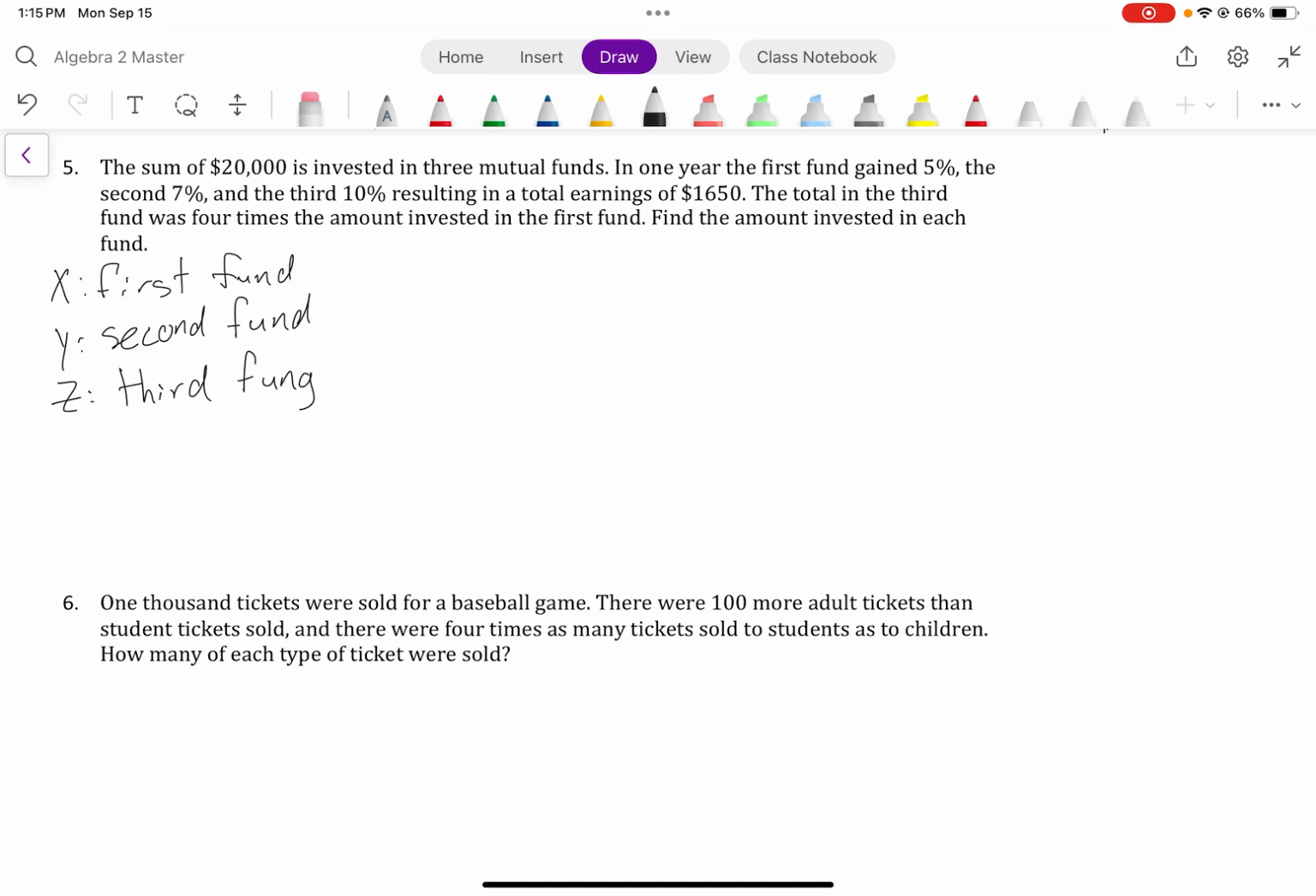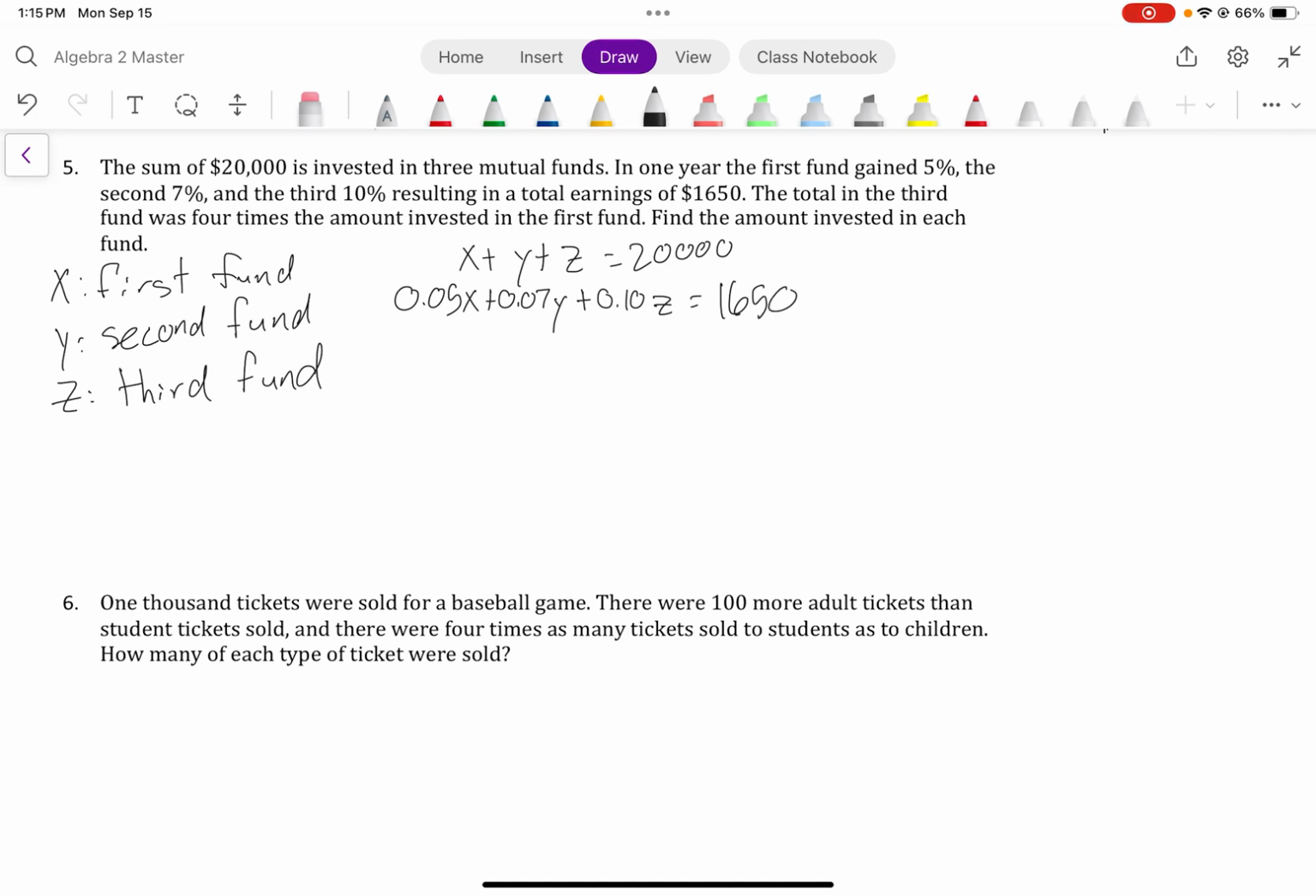Now for my equations, I don't know why I just wrote a G. That was strange. For our first equation, if I add up the amount in each of those funds, I should get $20,000. For my second equation, I'm going to take my return as a decimal, so 5% times whatever I put in the first fund, plus 7% times whatever's in the second, plus 10% times whatever in the third fund.